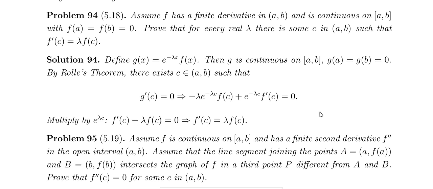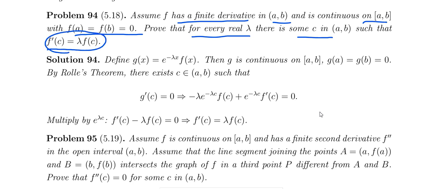So f has a finite derivative in the open interval a comma b and is continuous in the closed interval a comma b with the condition f of a equal to f of b equal to 0. So for every real lambda there is some c in the open interval a comma b such that f dash of c equal to lambda into f of c. Well, that is Rolle's theorem. Generally f dash of c equal to 0, but here f dash of c equal to lambda f of c, that is, for every real lambda there exists some point in the open interval such that f dash of c equal to lambda into f of c.